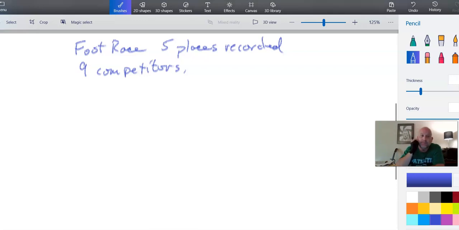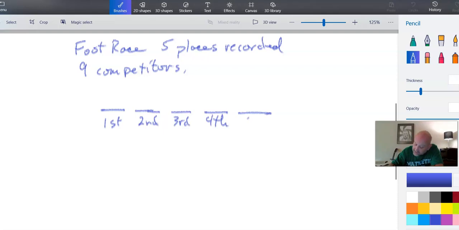Okay, so let's go ahead and take a look. Since 5 places are being recorded, that means there are 5 slots to deal with, right? Just like before, it's not really much different. So you have first, second, third. First, second, third, fourth, fifth.